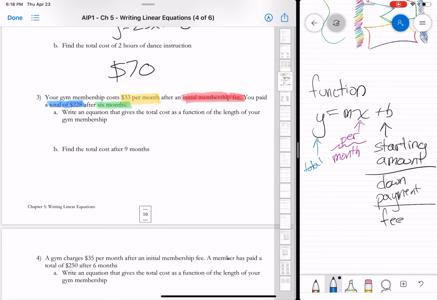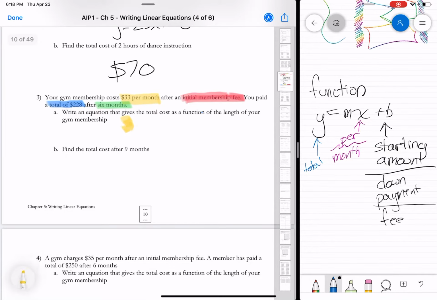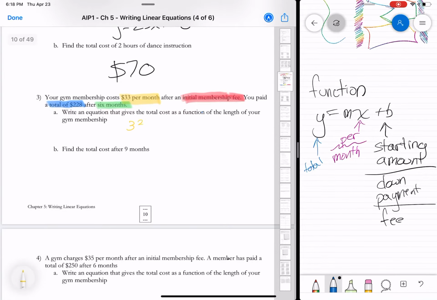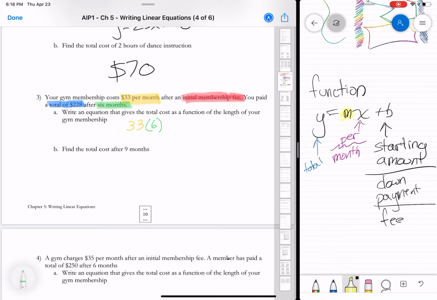All right, so now let's take a look at what we have. We have the per month, so I can fill in my slope. Now that I'm going to fill in my slope, do we know how many months? We actually do, so we're filling in that amount as well. I'm just going to highlight it here. It's color coded, everything, right? So this is our slope, our m, and then this is how many months we were spending.